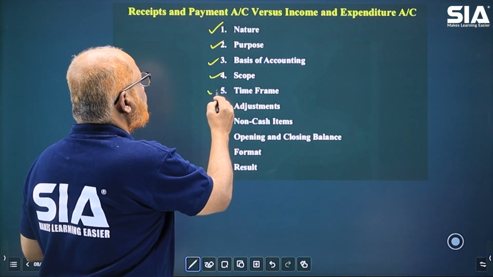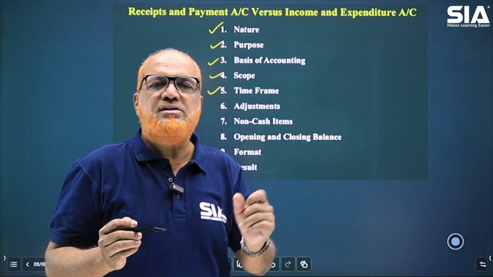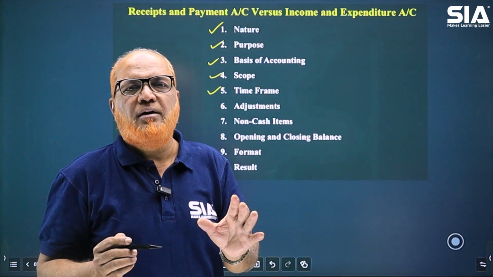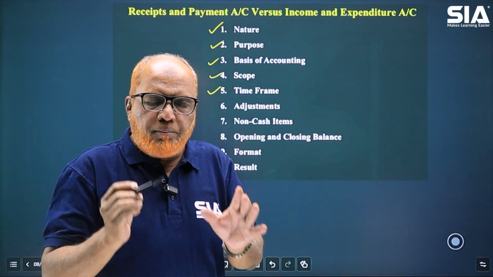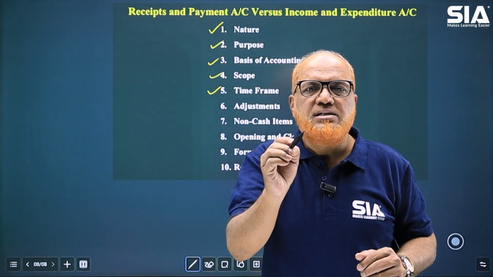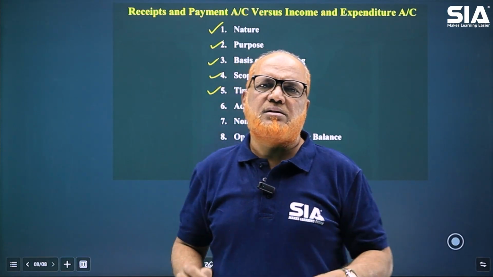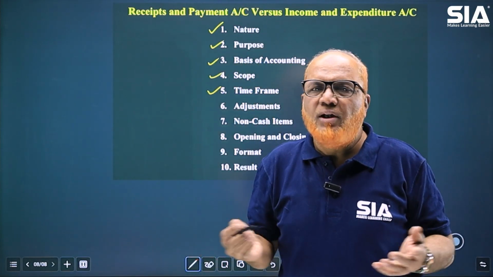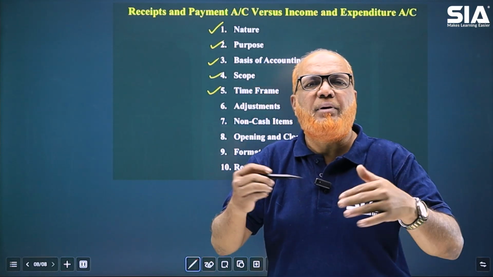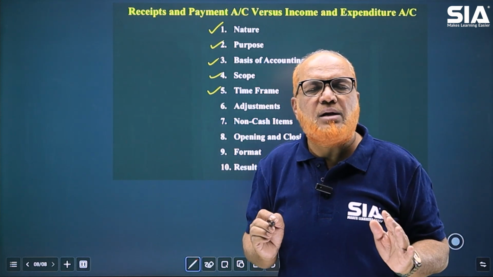Time frame. Regarding time frame, the receipts and payments account is prepared for a period. In preparing receipts and payments account, we will not see whether the receipt is of the current year, last year, or next year. We take all receipts. Similarly, when we record the payments, we will not consider whether the payment is related to the current year, last year, or next year. Any payment will be recorded. So items of any time will be taken into account in receipts and payments account.